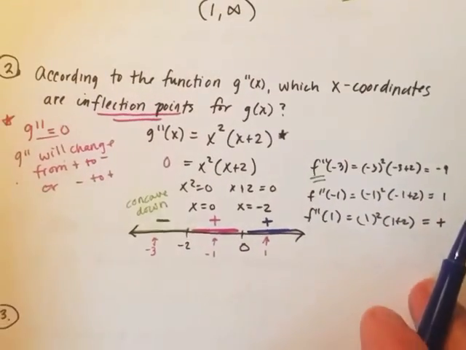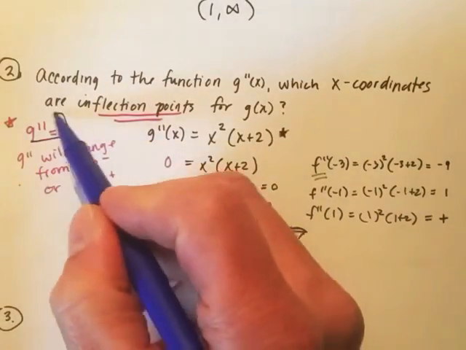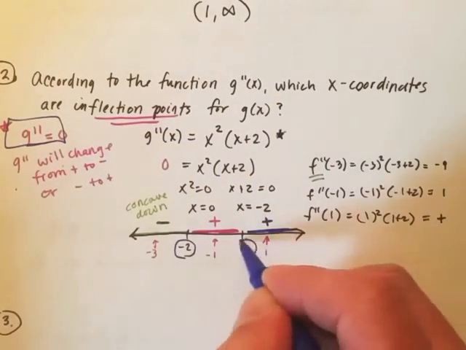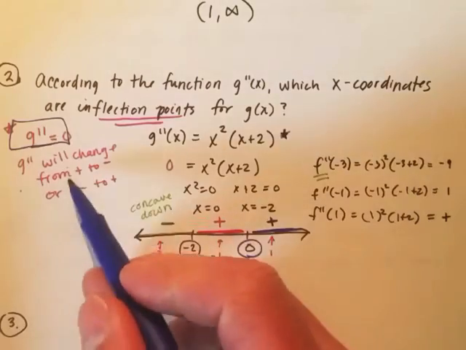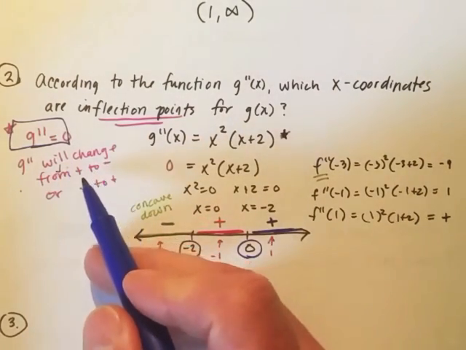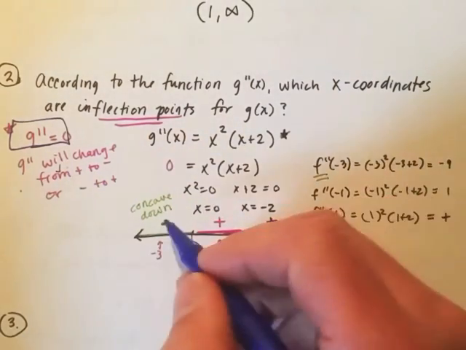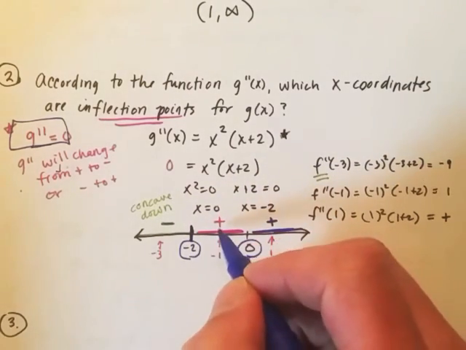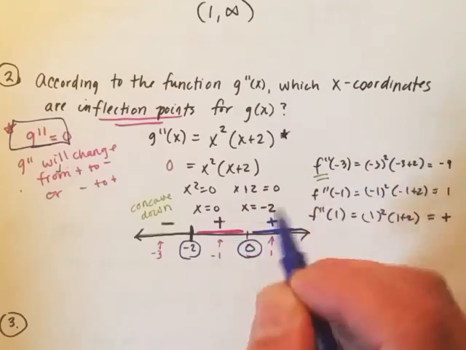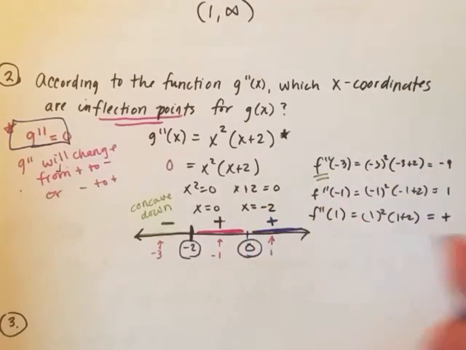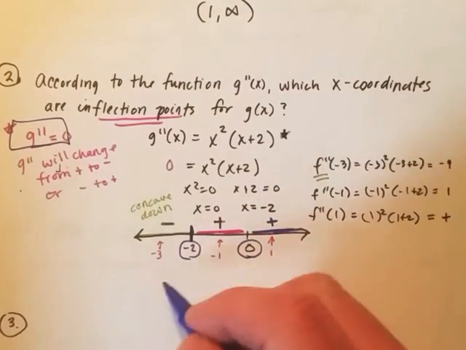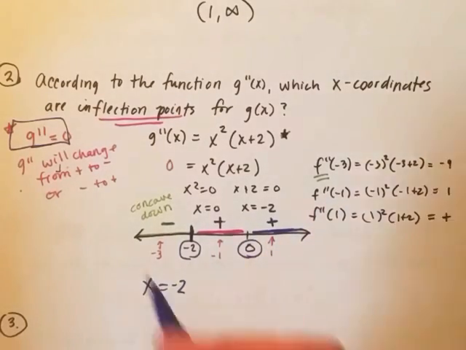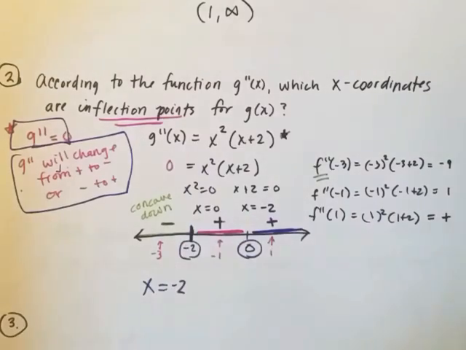So why did we need to know that? We needed to know that because not only did g double prime need to be 0 to be an inflection point, right, -2 or 0 were our possible answers, we also needed g double prime to change from positive to negative or negative to positive to change concavity. So it went from concave down to concave up right here, but then it stayed concave up. So there's only one value where it is an inflection point because it meets both of the criteria.